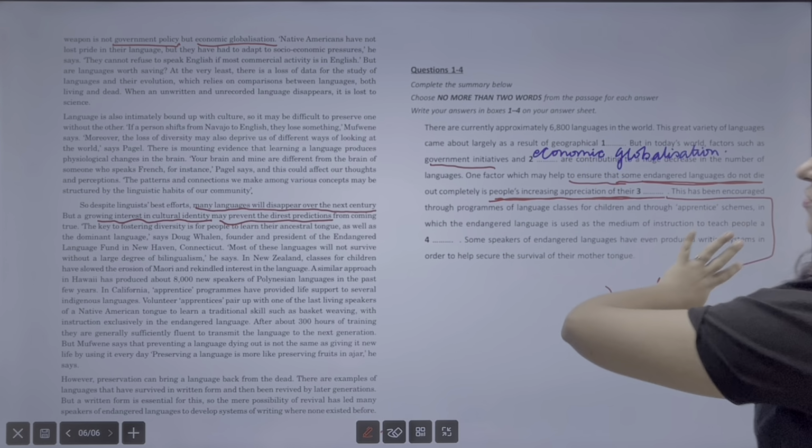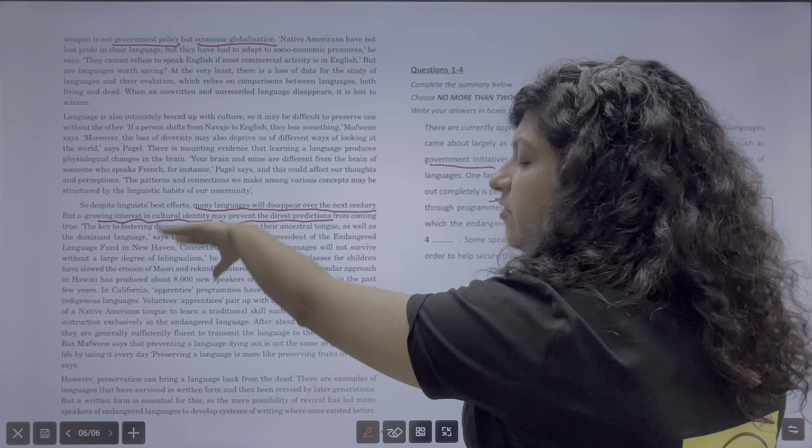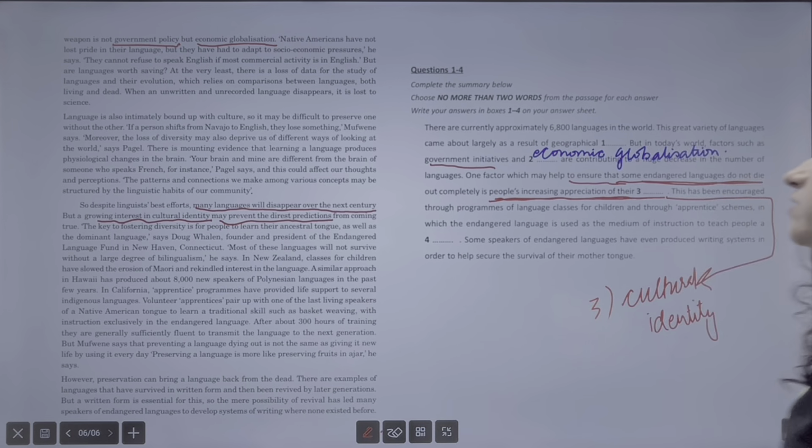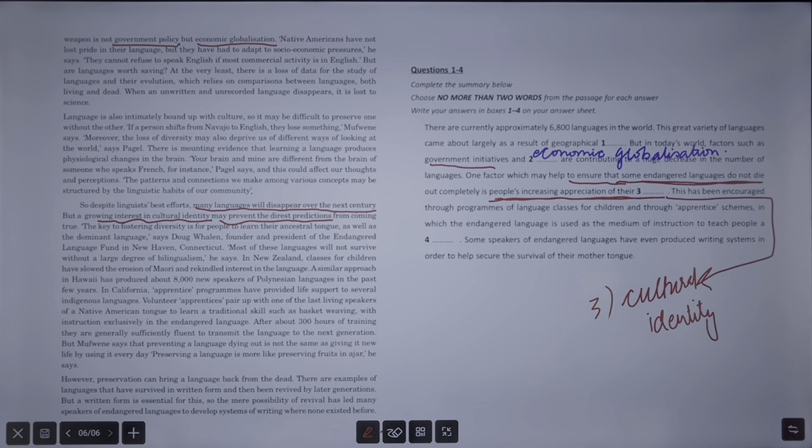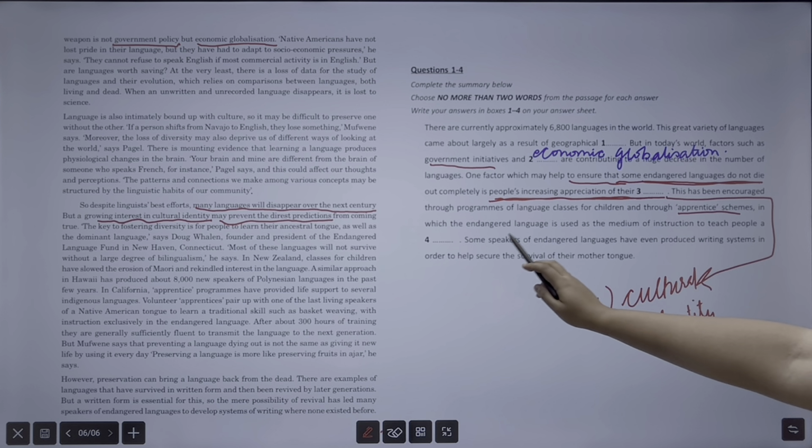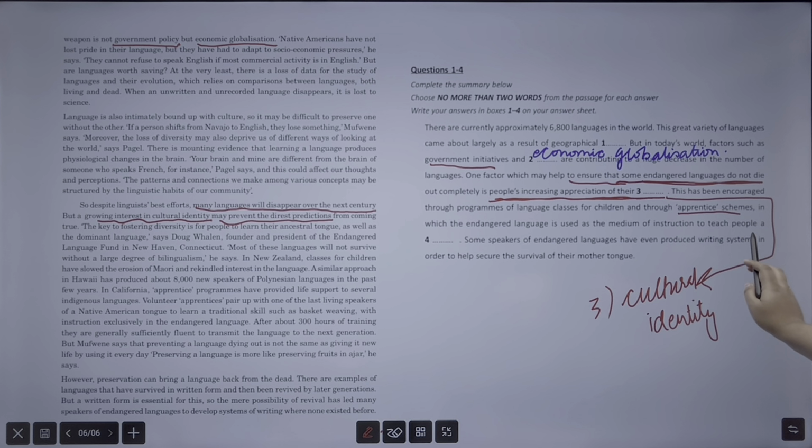So the information for question number 4 is going to be somewhere in this remaining part only. So I focus on the keywords again. The keywords here are: this has been encouraged through programs of language classes for children through apprentice schemes in which the endangered language is used as a medium of instruction to teach people a dash. So now we're talking about apprentice schemes in which the endangered language is used as a medium of instruction to teach people something. So we have to find something.